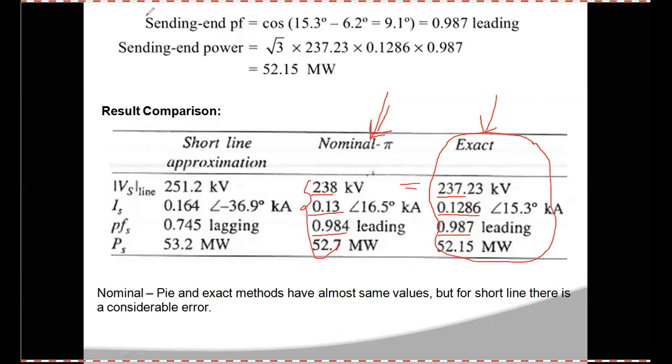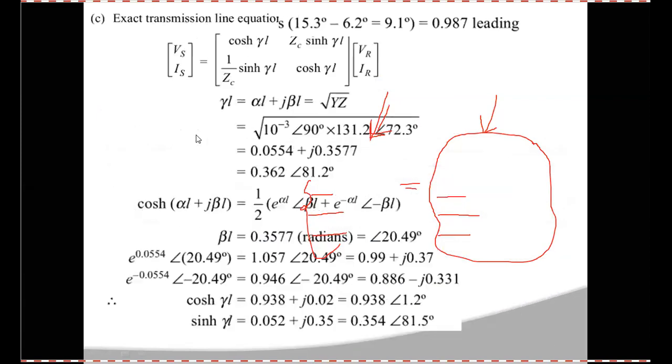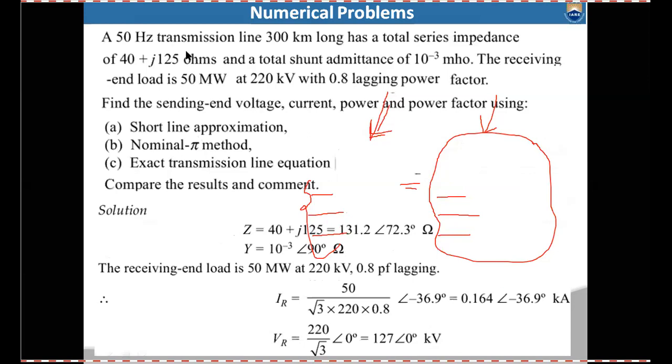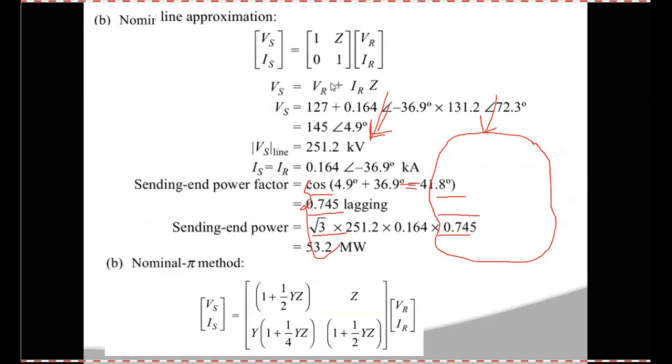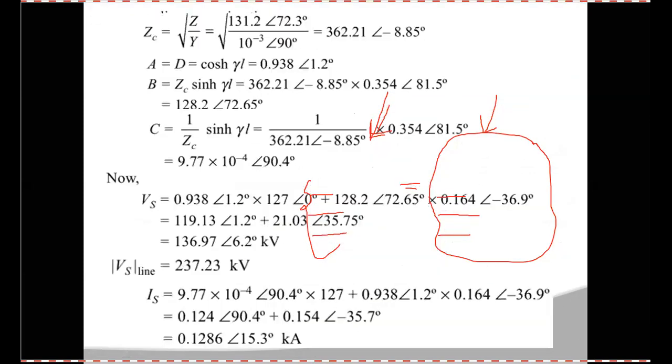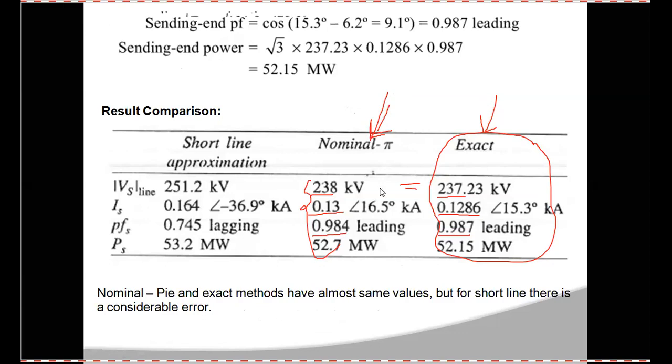Now if you see the problem here, this is a transmission line having a length of 300 kilometers. So up to 300 kilometers you can use the nominal pi method for calculating the sending end voltage, current, power factor, voltage regulation and efficiency, right? The nominal pi method will give nearly accurate results, which is the same as the exact solution. If you observe these two, they are almost near to each other.